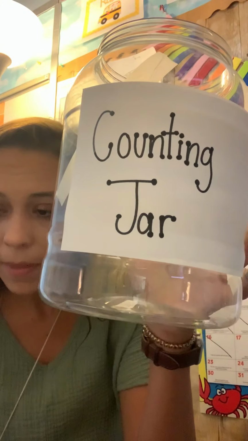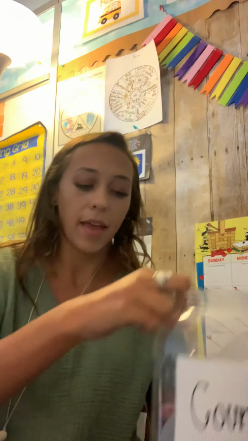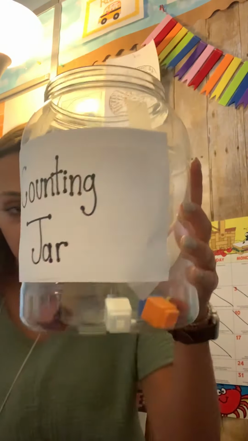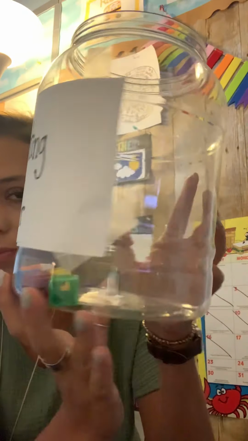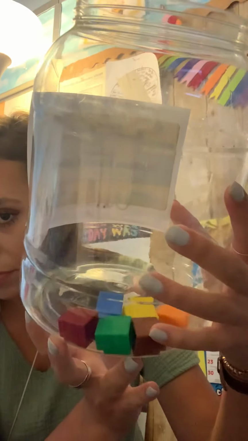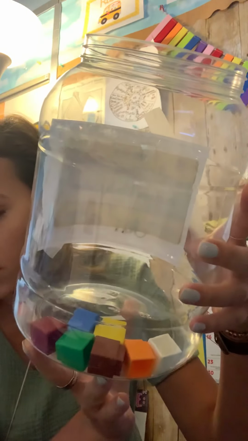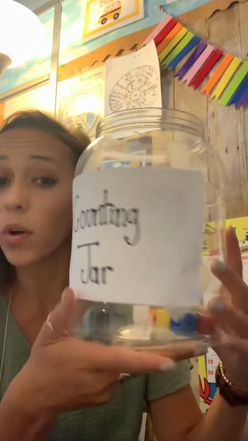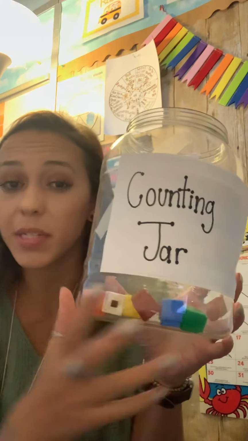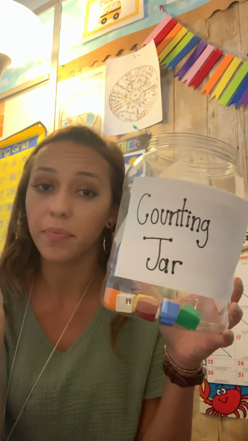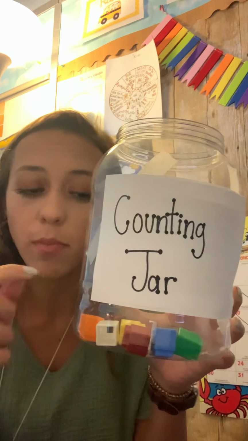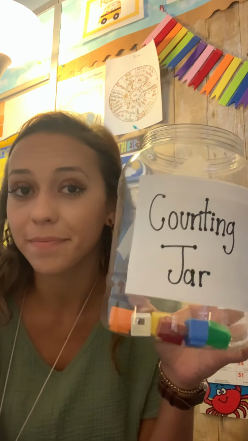Okay? So now I'm going to put some more things in our counting jar. Okay, now I want you all to look. Now, what do you notice about the counting jar now? Let me turn it. What do you notice about our counting jar now? Are there more cubes in here or less? So did I add cubes or did I take some away? Tell someone that you're with. Did I put more cubes in here or did I take cubes away?